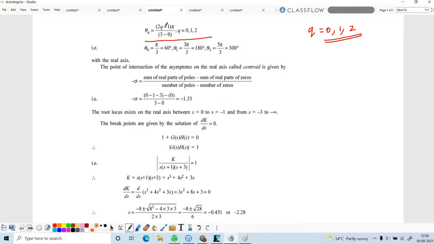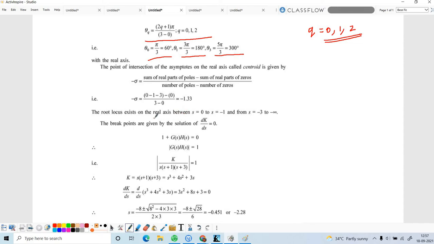First substitute the value Q equal to 0. So pi divided by 3, 180 by 3, that is 60. Next Q equal to 1: 3 pi by 3, 180. And next, 5 pi by 3, 2 into 2 plus 1, 5 pi by 3 is equal to 300. So the 3 asymptote angles are 60, 180 degrees and 300.